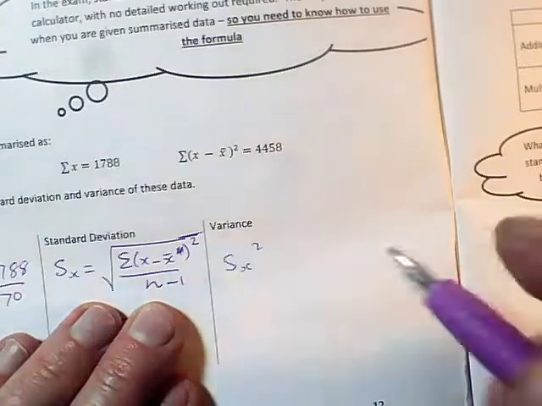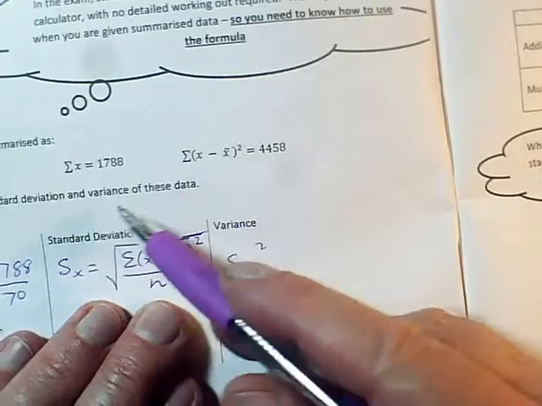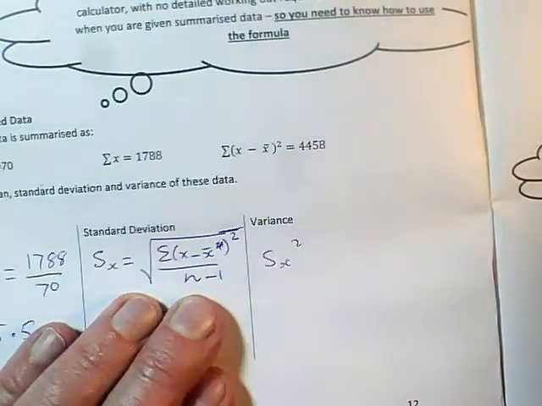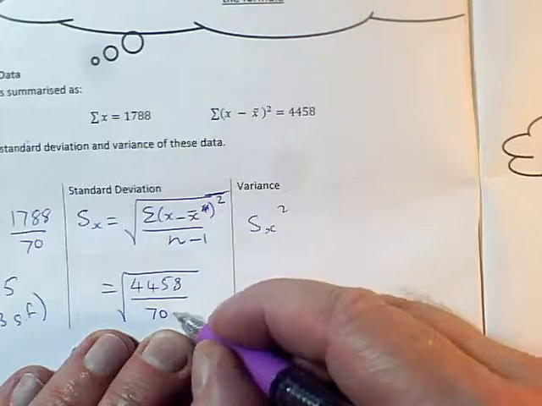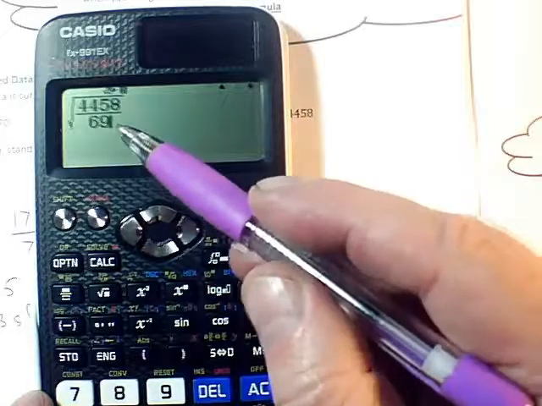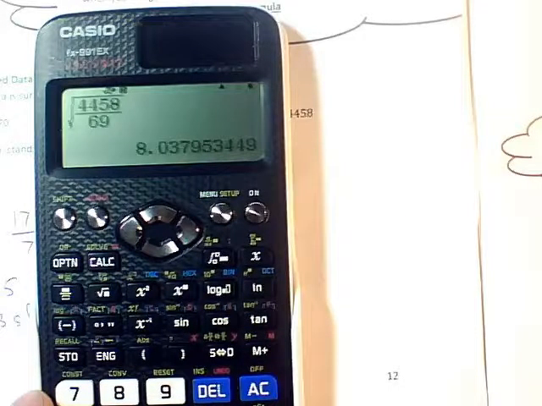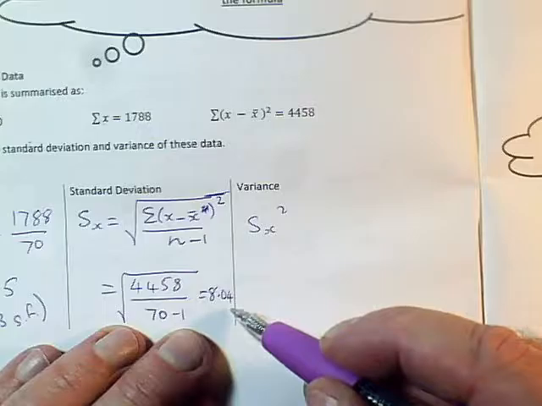So when we put the data in, sigma (x minus x bar) squared is 4458. On the bottom of the fraction, n was 70, so on the bottom of the fraction, I need 70 take away 1, which is 69. So on my calculator, I have to do the square root of 4458 over my n minus 1, which was 69, press equals, and I get a value of 8.037, which rounds to 8.04 to 3 significant figures. So I've got my 8.04.